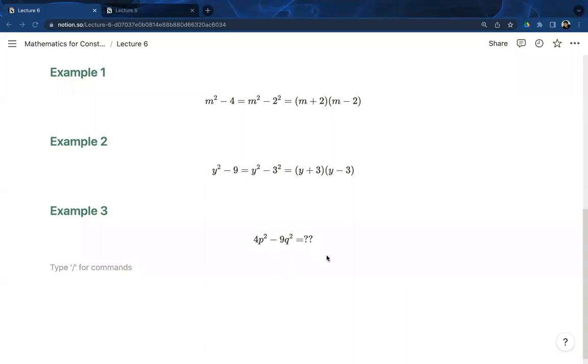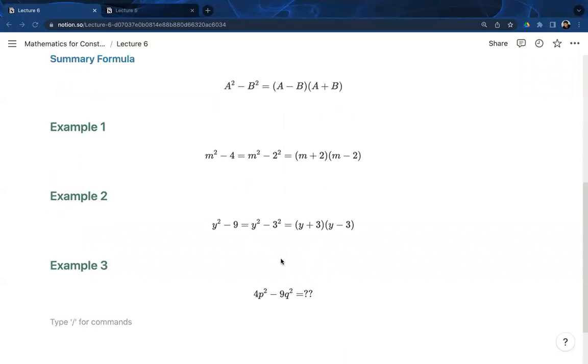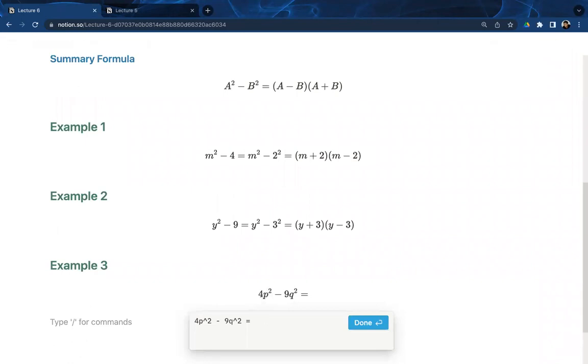Okay, with this problem here, we need to understand that the first term is A squared and the second term is B squared, all right? If the first term is A squared, then what is A? A is the square root of 4p squared. Now the square root of a term is the square root of each number and letter multiplied. So the square root of 4 is 2 and the square root of p squared is p. So I have 2p, a minus and a 2p plus, okay?